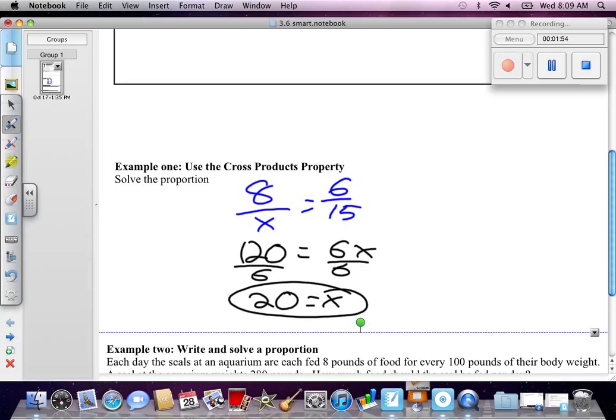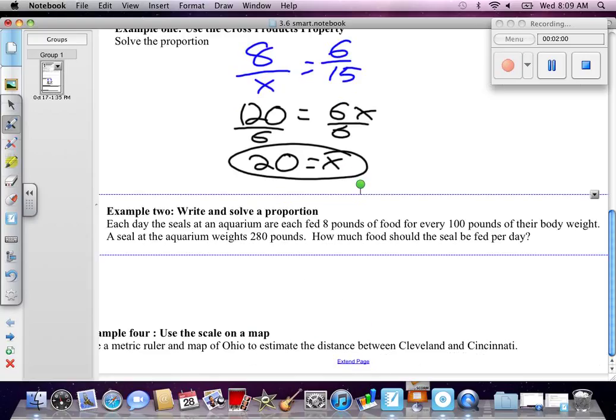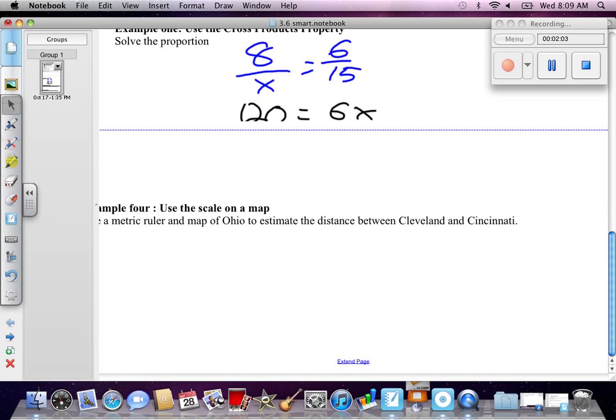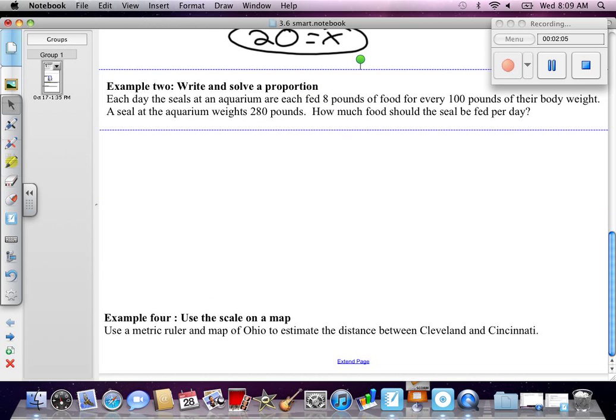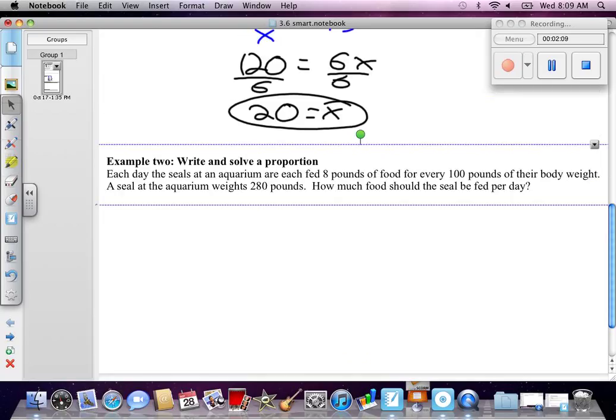Yeah. Okay. So now it's doing cross product where you have to set it up because you got a word problem. I know you guys love word problems, right? Something like that. All right. We're looking at example 2. Write and solve a proportion.